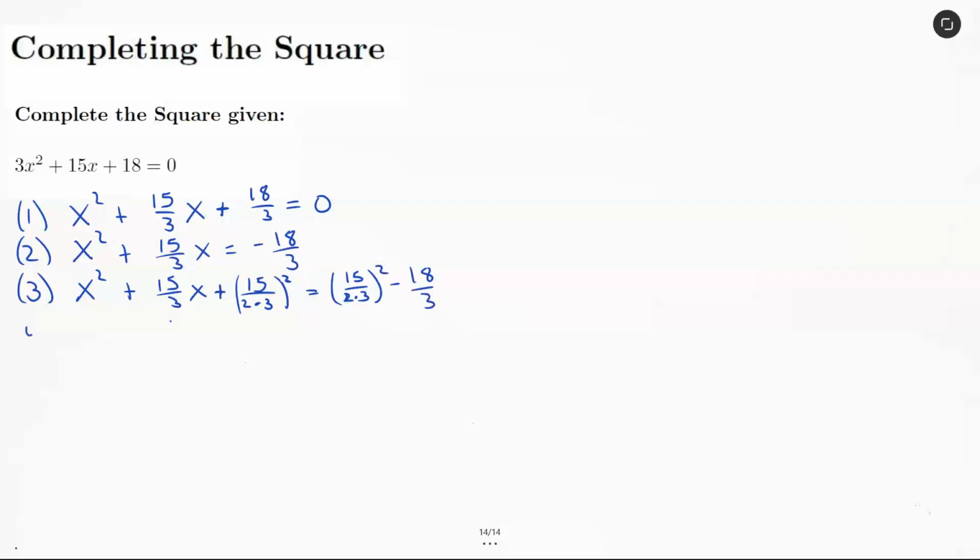Step 4 is write the left-hand side as a perfect square. No problem. Parentheses x plus. Now notice, all you have to do is take the middle term and cut it in half here. Okay, so that's 2 times 3. Square it. There you go. Now we just rewrite the left-hand side.